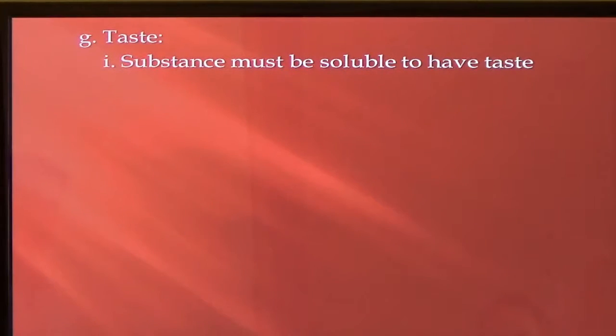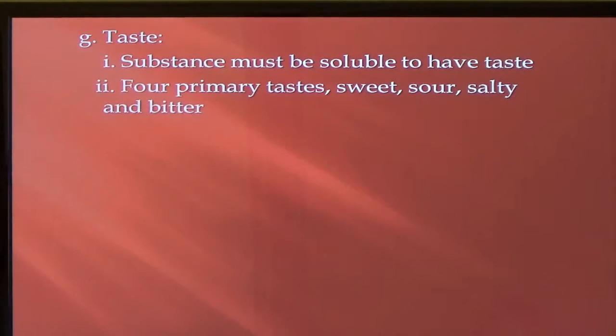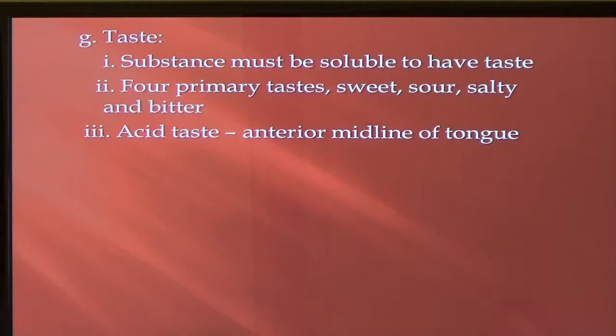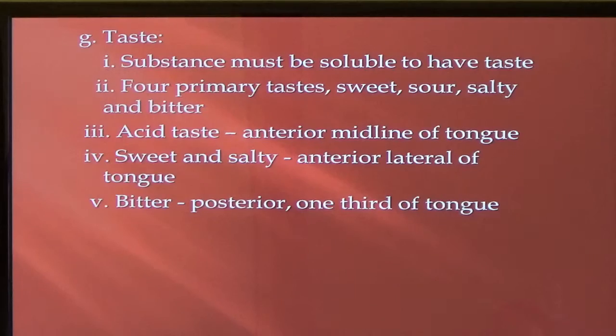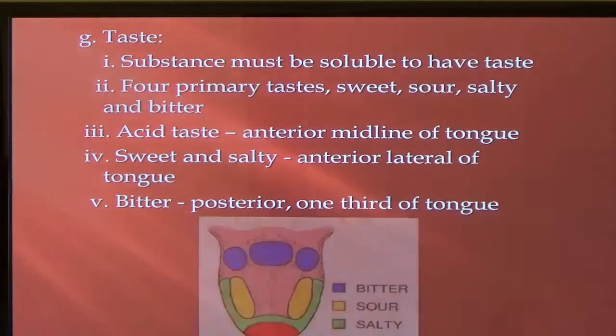Where do we get taste? Substance must be soluble to have taste, so if it isn't, you probably can't taste it. There are 4 primary tastes: sweet, sour, salty, and bitter. The acid taste is usually anterior midline of the tongue. So you put acid on the anterior midline of the tongue. The sweet and salty on the anterior sides of the tongue. Bitter, posterior one-third of the tongue.